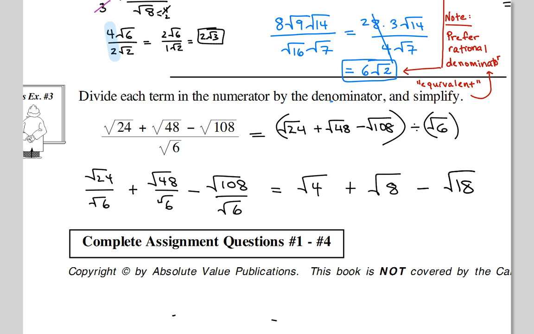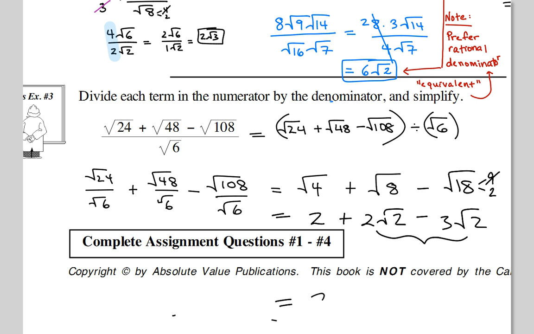Now we can simplify these guys. Like you said earlier, root 4 is 2. We know root 8 is 2 root 2. We talked about that. And then 18 is 9 times 2, right? A 9 times 2, the 9 will come out as a 3 and the 2 stays. Oh, we got some like terms here, right? 2 minus 3, negative 1, root 2. 2 minus root 2. Final answer.